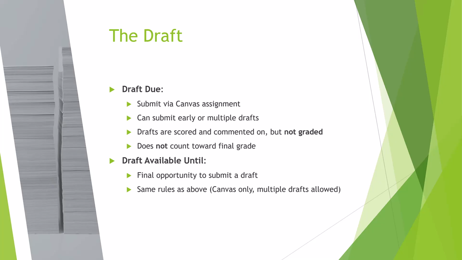What this means is I put a number on there, which would be the number that the paper would get if it was graded, but it's a score, not a grade, because the draft does not count towards or against your final grade. There's also a draft available until date, same assignment, but this is the last chance to turn in a draft, and the reason for that is a very practical one, which is I need time to read a draft and comment on it, and you would need time to revise the draft. And so the deadline for the draft will be before the deadline for the paper.